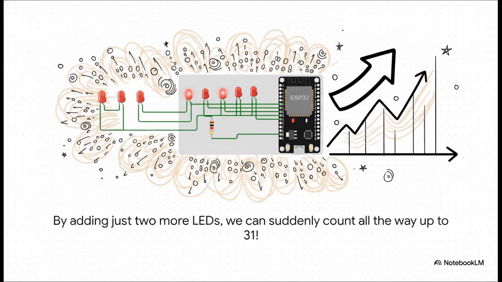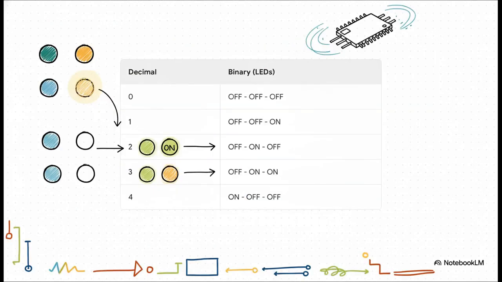And this right here, this is the real power of binary. When we add just 2 more lights for a total of 5, we don't just add 2 more numbers to our range. No way. We expand it exponentially. With 5 bits, we can now count from 0 all the way to 31. Every single light we add literally doubles our counting ability. It's pretty amazing. This little table here kind of decodes that language for us.